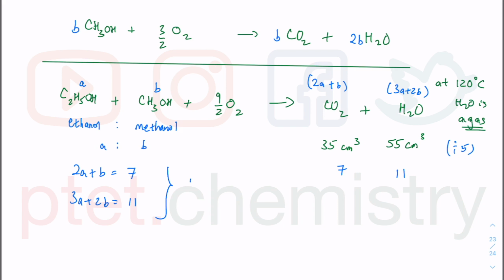So based on the options given, just try the options given. So 1 is to 3. Let's check. 2 times 1 plus 3, that gives me 5. So that is wrong, because 2A plus B should give me 7.